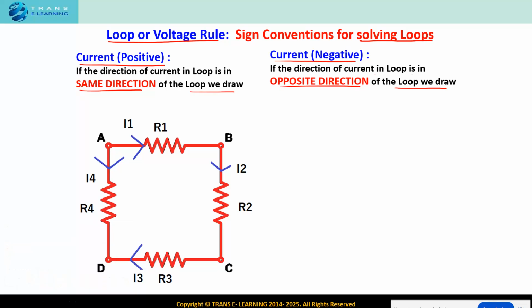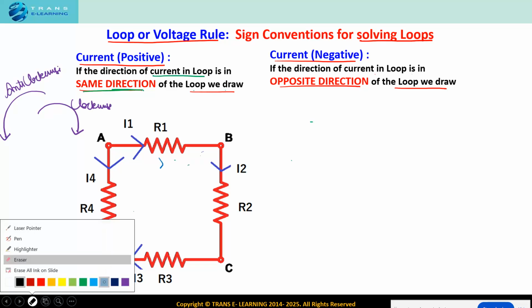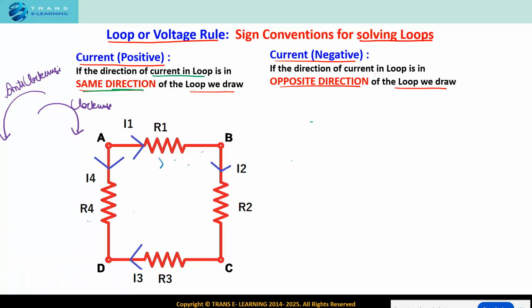Here, there are two directions. This is your clockwise and this is your anti-clockwise. Now let us consider a hypothetical loop. You can see here that the current is flowing from A to B, then B to C and C to D. And here the current is flowing from A to D.